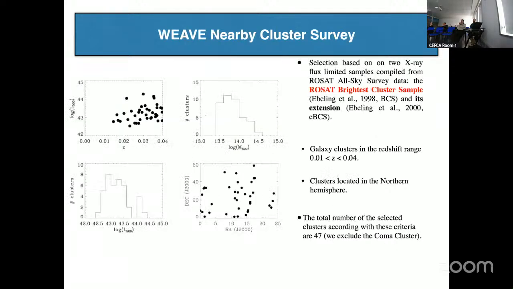For example, the nearby cluster survey: we select the clusters from the ROSAT All-Sky Survey with a cut in redshift, so they are really very close clusters in the northern hemisphere. We have a total of about 50 clusters, excluding Coma and Virgo. Coma and Virgo are not in this sample.